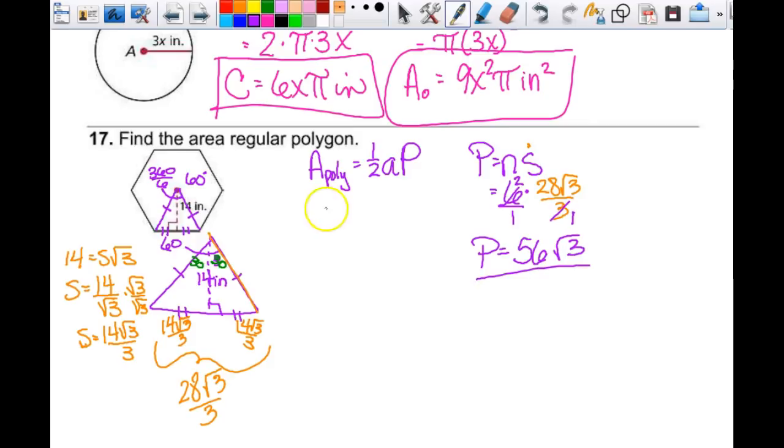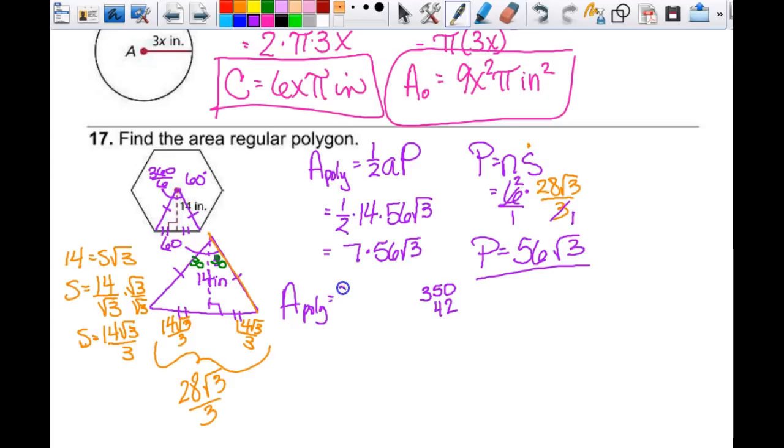Let's come back over. Substitute your stuff in. We have 1/2 times the apothem, which is 14, times the perimeter, which is 56 square root of 3. 1/2 of 14 is 7. 7 times 56 square root of 3. So 7 times 50 is 350. 7 times 6 is 42. So that's going to give me 392 square root of 3 inches squared.